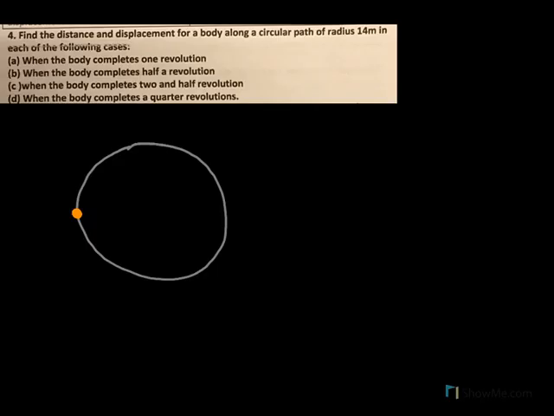Now for the fourth, when a body completes a quarter revolution. So it's at point A. Now it's covering a quarter revolution. So it will go up here till here. This will be a quarter. This will be your point B. See, hope you've understood this. This is a quarter. This full thing till here was half. Half of half is quarter.